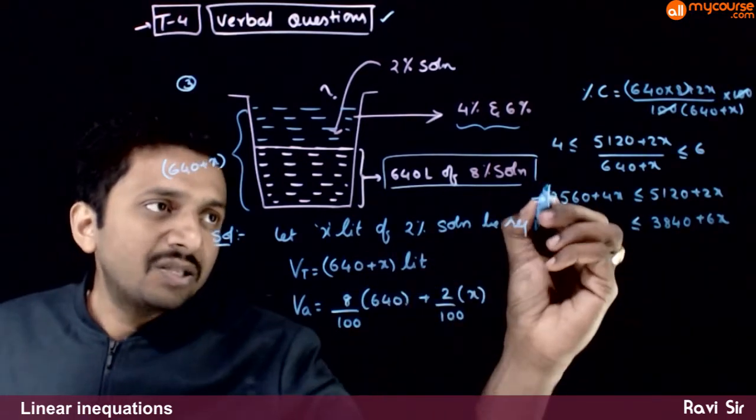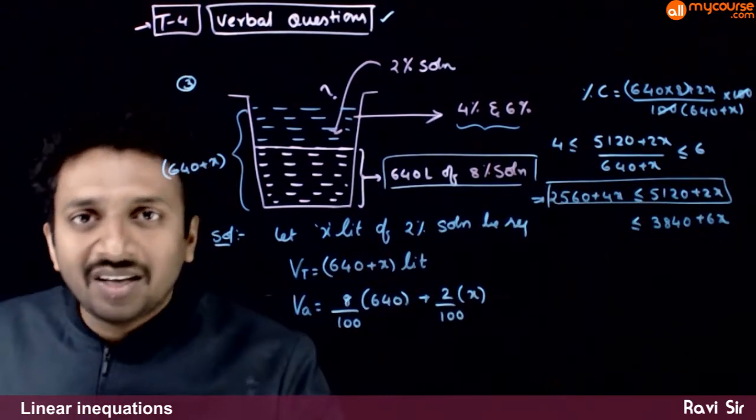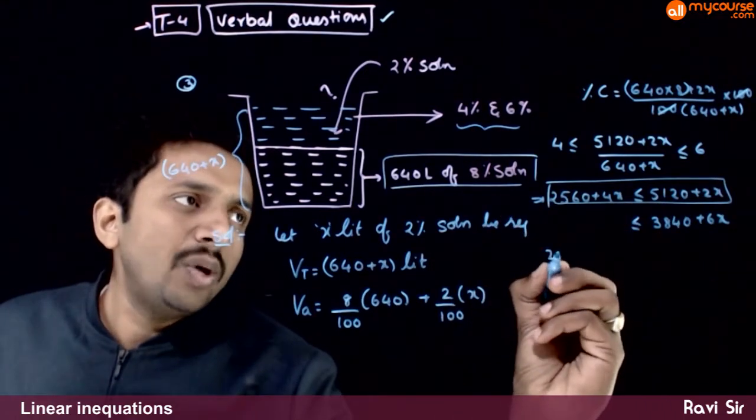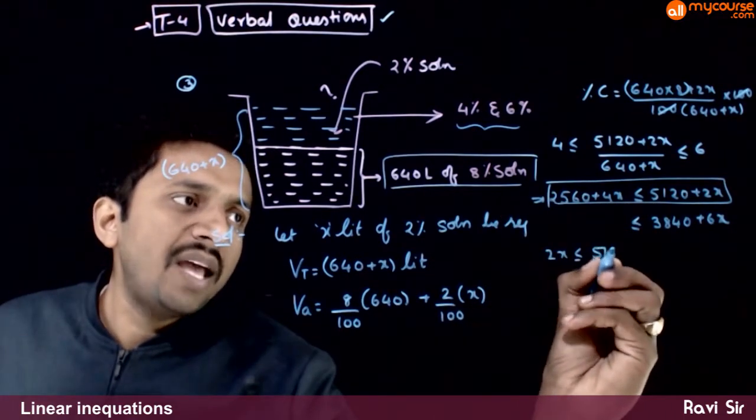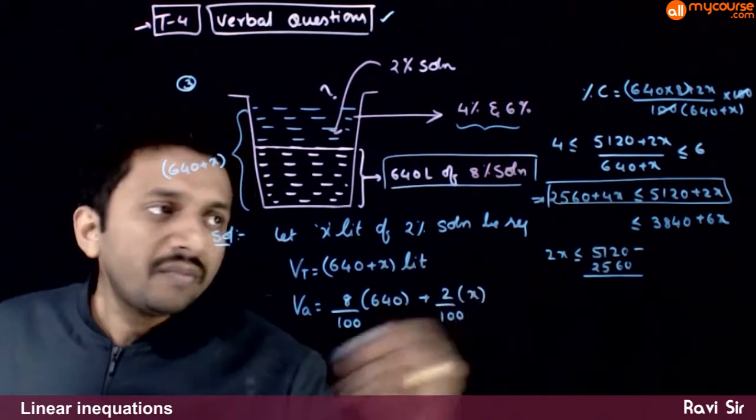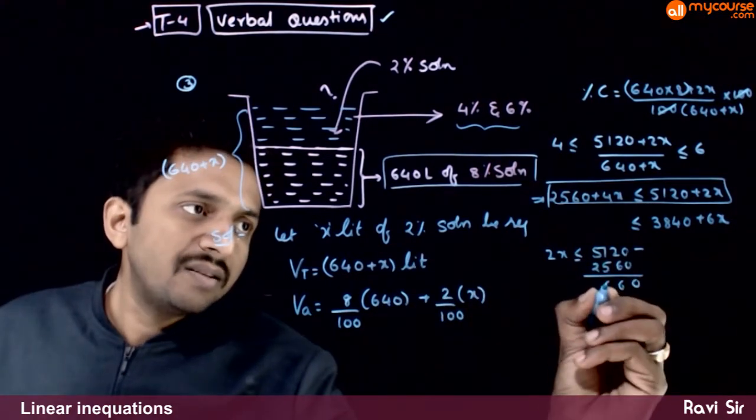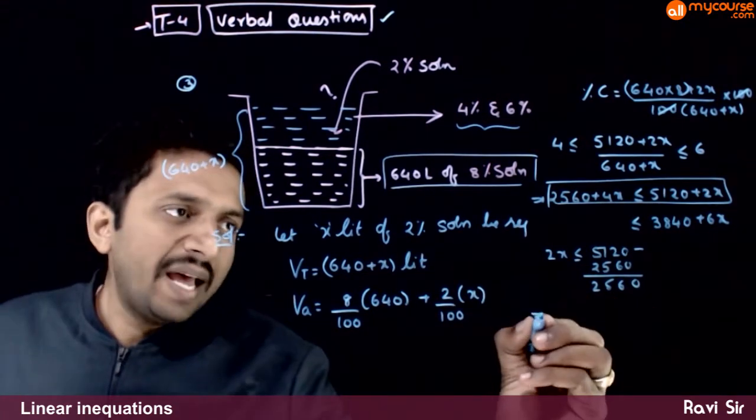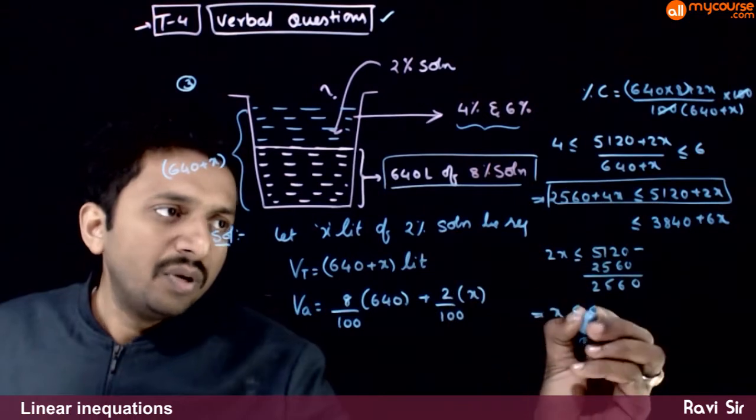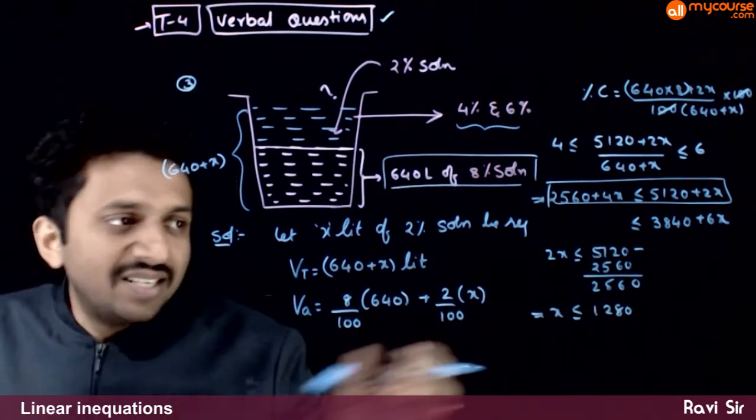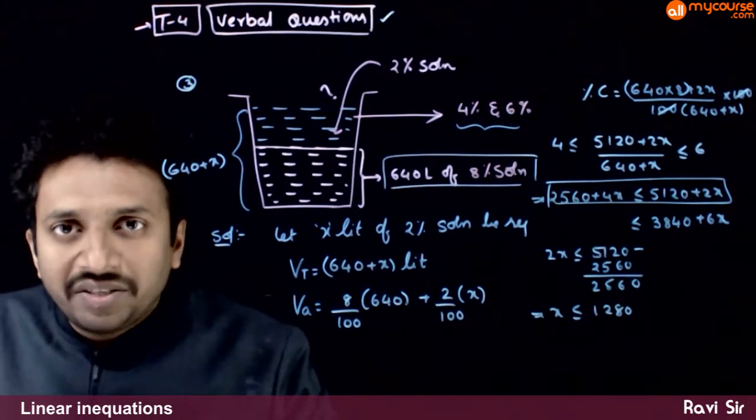So this can be solved like a simultaneous inequality. So let us first take this. So you get 2x is less than or equal to 5120 minus 2560. That is 2560. This implies x is less than or equal to 1280. So x is less than or equal to 1280.